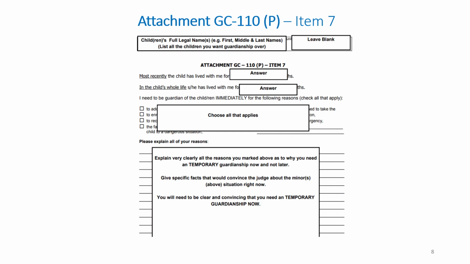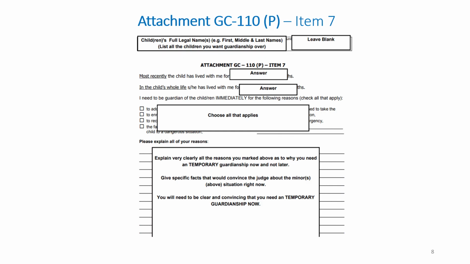In the top section, fill in how long the child has been living with you most recently and how long in total the child has lived with you in their entire life. In the next section, check any and all boxes that apply to your situation. In the section below that, explain in detail why the child needs a guardian now and cannot wait for the general guardianship to be granted.